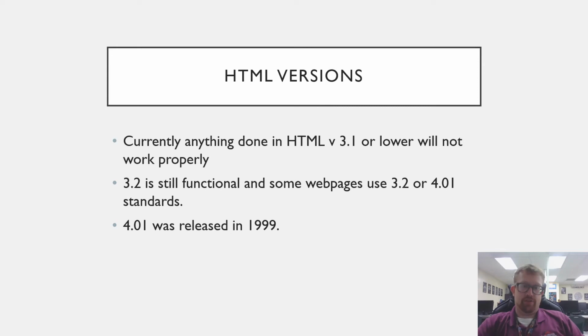So, HTML versions. Currently, anything done in HTML version 3.1 or lower will not work properly. It will have some issues rendering, but we're not going to worry about 3.1 because the whole course only focuses on HTML5. 3.2 is still functional and some pages still use it. Pages that have been around for a while may actually still use 3.2 or 4.01. And 4.01 was released back in 1999, so we've come a long way.